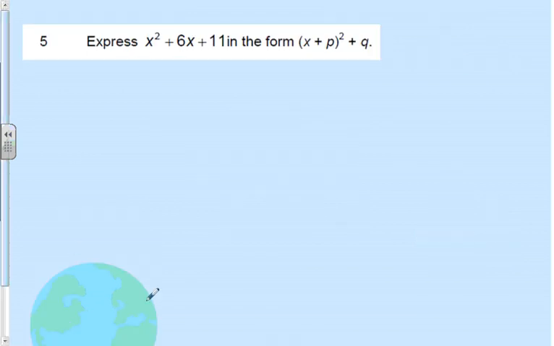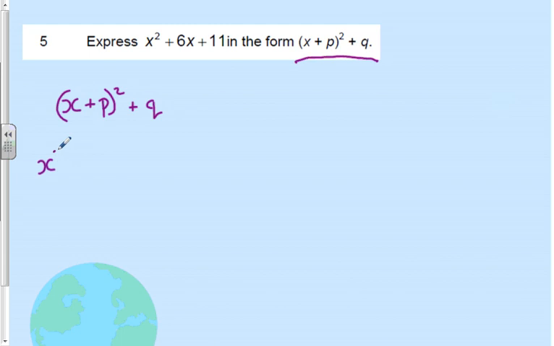Next question. This is our completing the square. Two methods we can use for this. So, express x squared plus 6x plus 11 in the form x plus p all squared plus q. Now the first form, the longer form, is comparing coefficients. The first thing we're going to do is expand this expression here. So we have x plus p all squared plus q. Now if we expand this bracket, we can use the squared bracket shortcut.